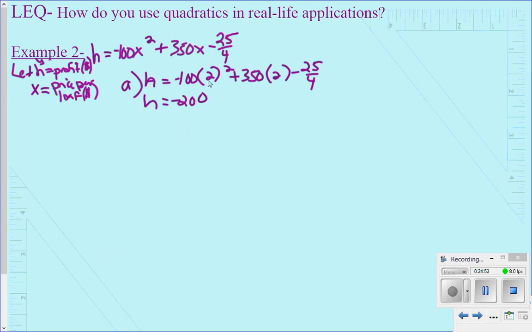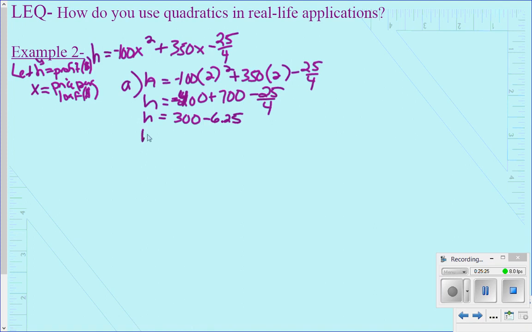Whoops, sorry, that's 2 squared, so that's negative 400. Because we squared 2 and got 4, 4 times negative 100, negative 400. There we go, fix that. 350 times 2 is 700 minus 25 fourths. So we have 700 minus 400, which is 300. 300, and then minus 25 fourths is minus 6.25.